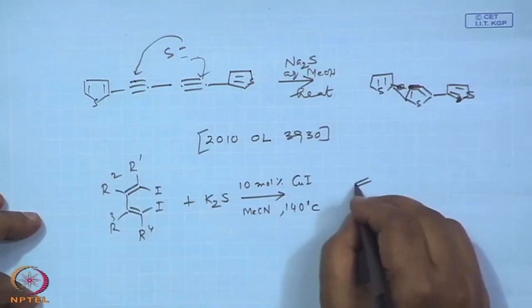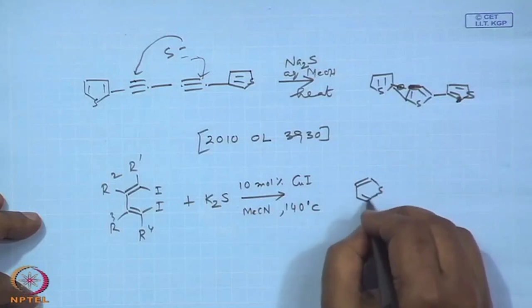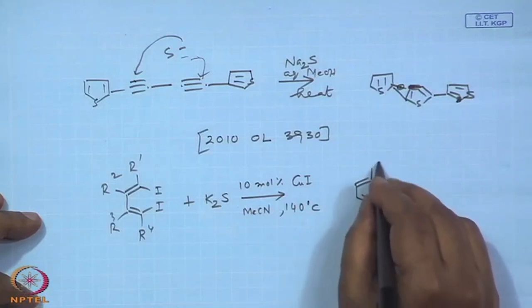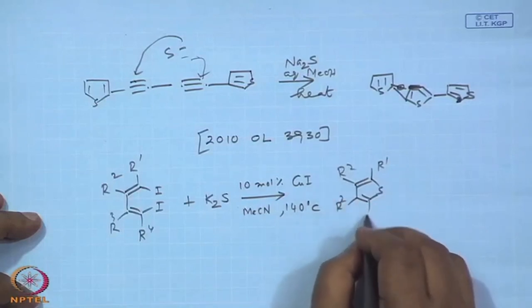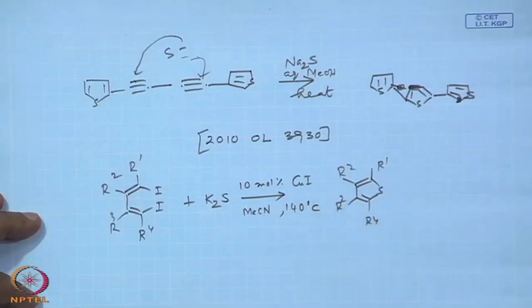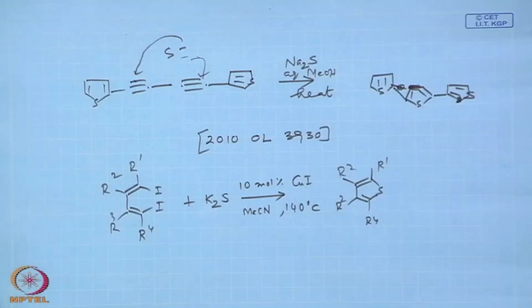So what you can get now is a highly tetra-substituted thiophene. Mind it, getting a heavily substituted nucleus is very difficult. Reason being, introduction of the first one is okay, second one is okay, third, fourth, as you go on, the steric effect increases. So, this is the reason why this sort of methods have been developed.